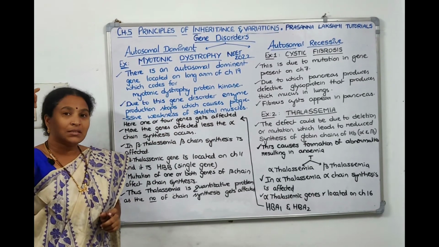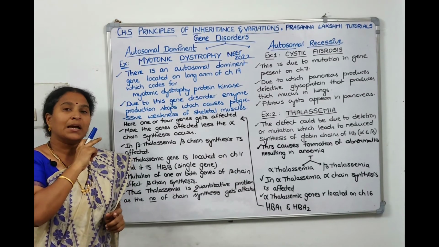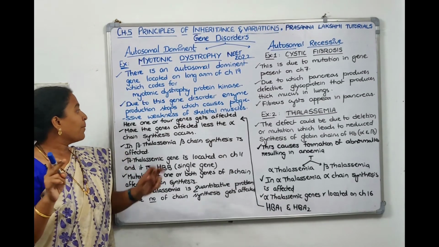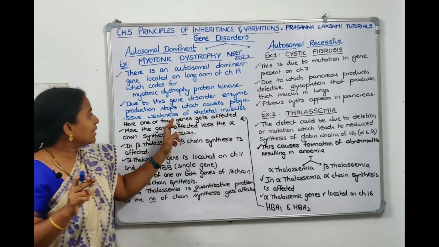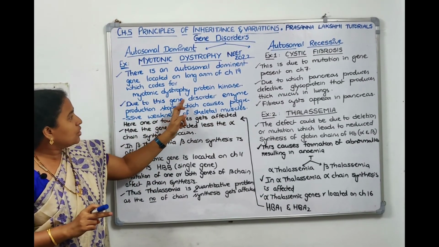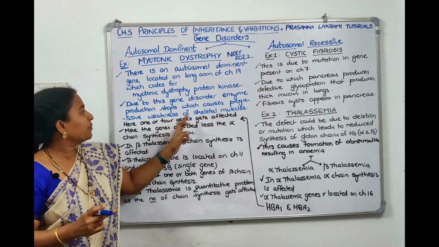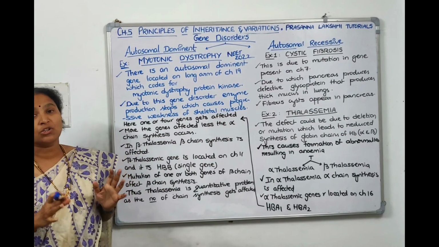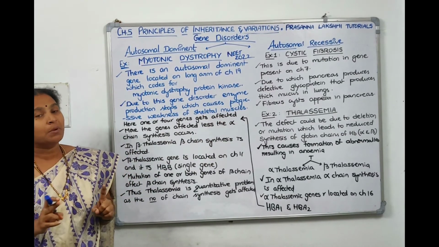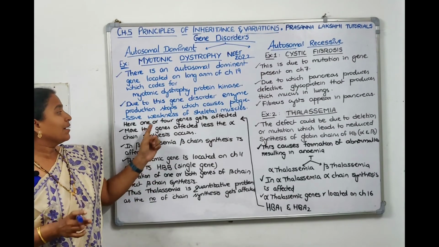Because the gene is disordered, protein kinase will not be made. Since protein kinase is not made, what happens? There is a progressive weakness in the skeletal muscle. Due to this gene disorder, enzyme production stops. When the enzyme production stops, there is a progressive degeneration of skeletal muscles, not smooth muscles or visceral muscles. Skeletal muscles progressively get degraded and weakened.